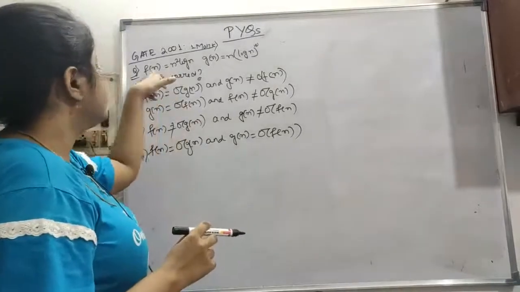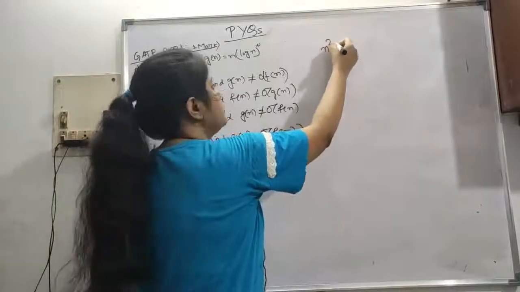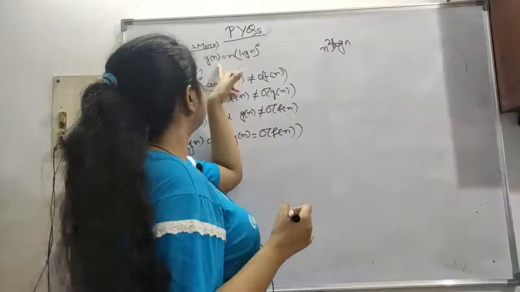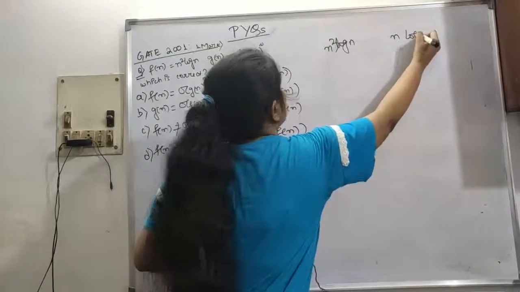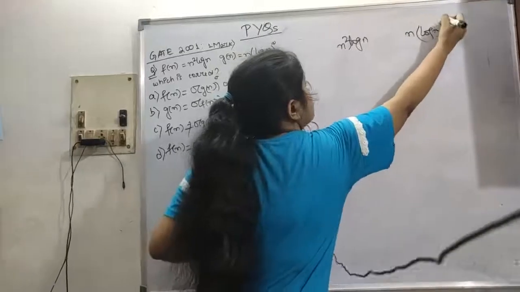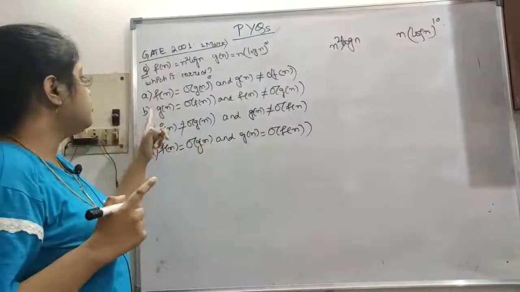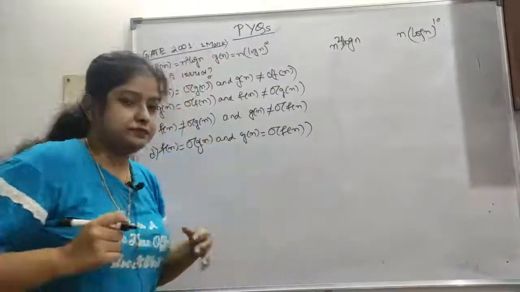So let's see, this is our function fn, n square log n, and now our second function is gn, n log n to the power 10. So these are our two functions, and we have to find out which is order of which and which is not order of which.